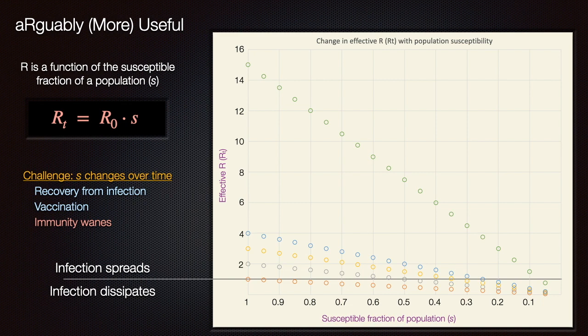In the next module, we'll introduce a related concept called herd immunity, and we'll discuss how we use public health data to estimate S in ways that are more useful on the ground.